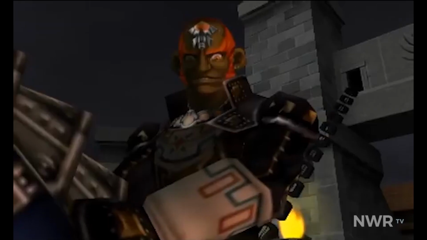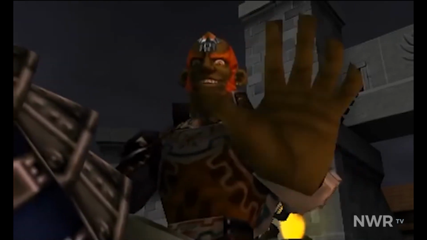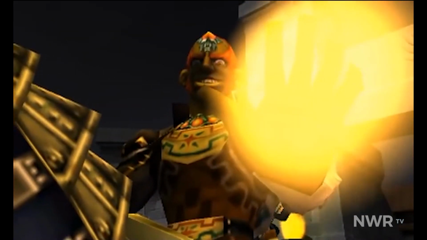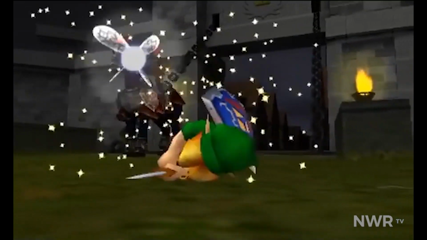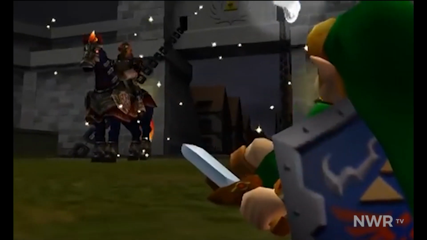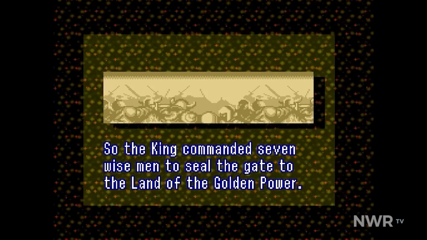Zelda was presumably rescued by Impa, another sage, or perhaps a hero we haven't heard of yet. The survivors then banded together to unite the sages and eventually seal Ganon away, just as it says at the beginning of A Link to the Past.